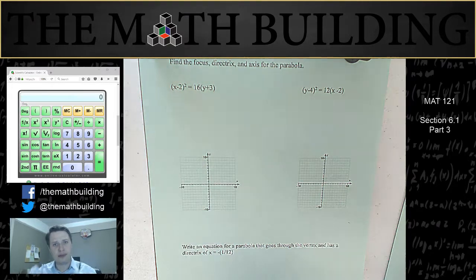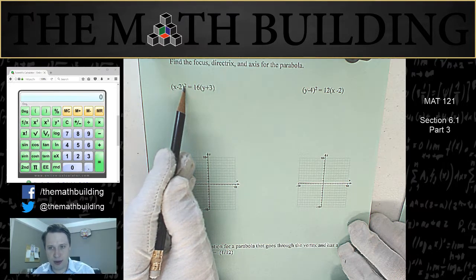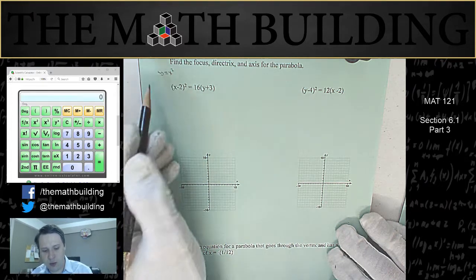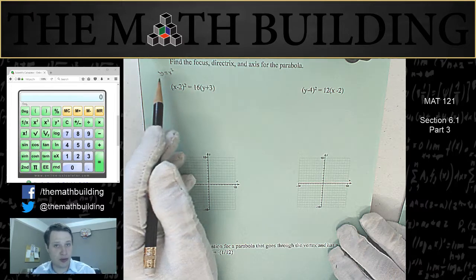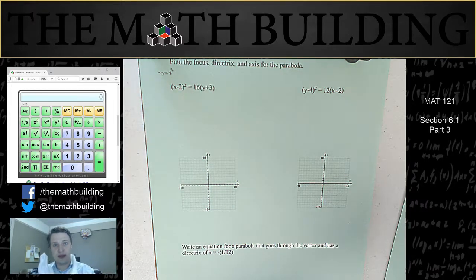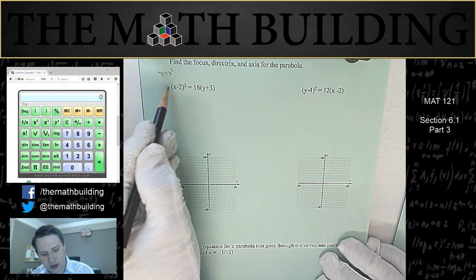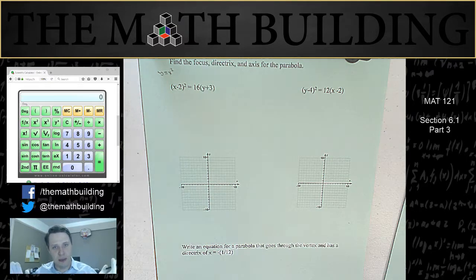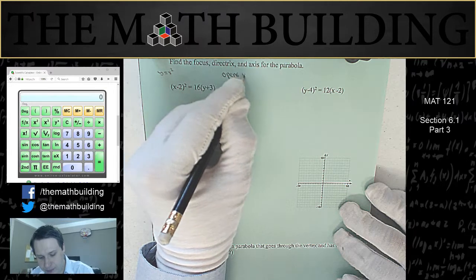Now, does it open up, down, left, or right? Notice here that we have y equals x being squared, kind of like y equals x squared. Do you see that? That's the parabola you're familiar with, y equals x squared. So that tells me it's opening up or down. And because the number in front of x and this number are both positive, it's going to open up. So it opens up, and that's the first thing to figure out.